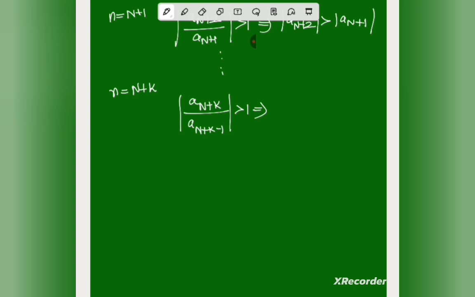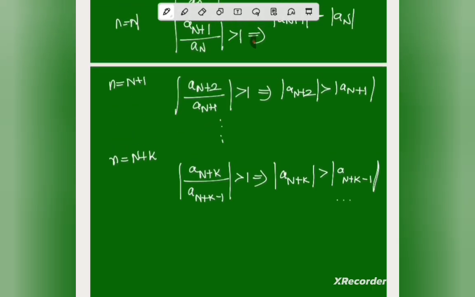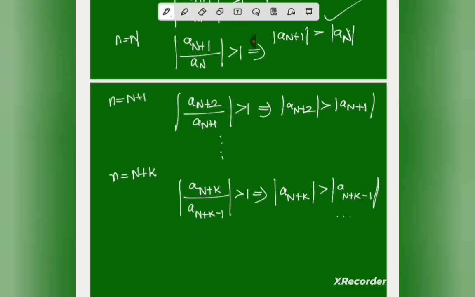This implies modulus of a_{n+k} is greater than modulus of a_{n+k-1}, and so on. So it will be going on. Now I'm going to compare all these and write as a result. So what we have: when you compare and write, you will get modulus of a_n is less than modulus of a_{n+1}.